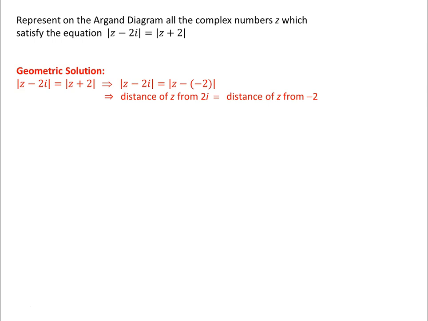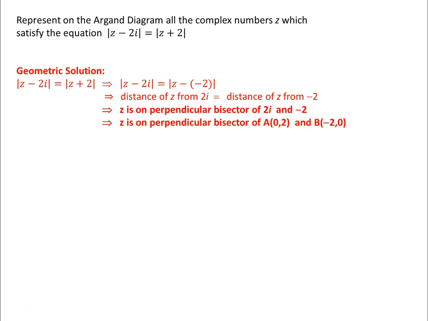Now, the distance of a point from A equaling the distance of a point from B is exactly the description of the perpendicular bisector of AB. So in this case, the fact that we know that the distance of z from 2i is the same as the distance of z from minus 2 means that z must be on the perpendicular bisector of the point representing 2i on the Argand diagram and the point representing minus 2 on the Argand diagram.